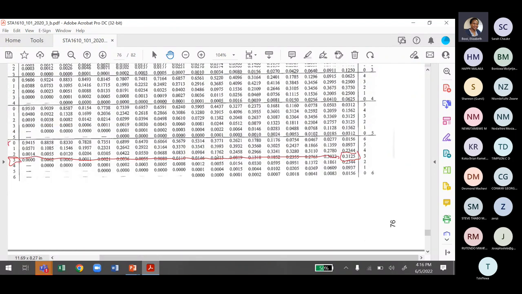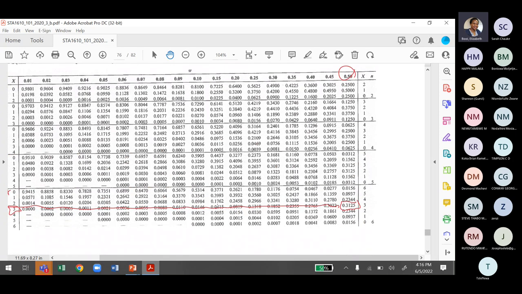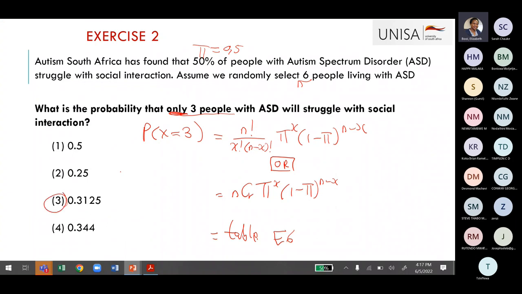So it's up to you whether you want to use the top or the bottom, especially for 0.5. You can choose whichever one you want to use. And the answer is 0.3125, which is option 3.